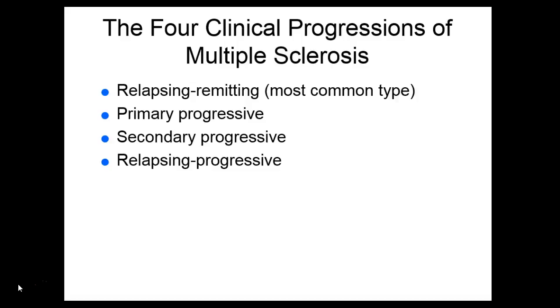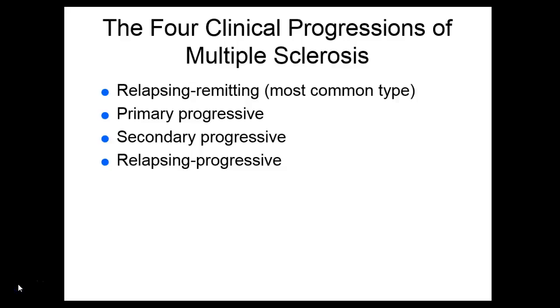Okay, there are 4 clinical progressions of multiple sclerosis. There's the relapsing remitting type, which is the most common type, where there are clearly defined relapses of acute worsening neurological function. A partial or complete recovery occurs during the remission period.